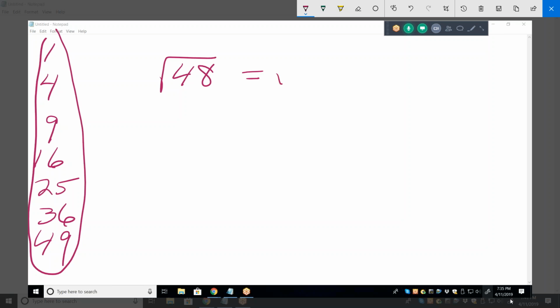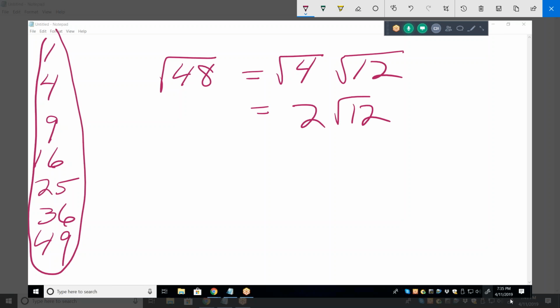It would be 4 and 12. Which is 2 root 12. But root 12 isn't simplified. Remember, we just did root 12. What was root 12? 4 and 3. So 2 root 4 root 3. So what would that be, final answer? Would it be 2 plus 2 root 3? Not plus. These are multiplied, all of them. So 2 times 2 root 3. You got it.